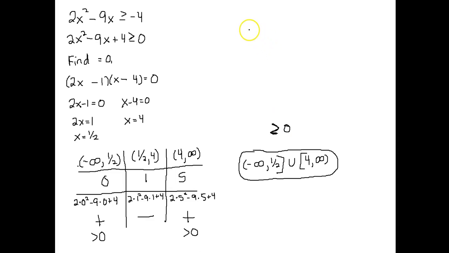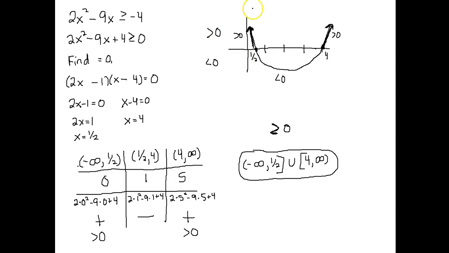And if you were to graph this particular problem, let's see. One half's right here. 4's right here. And you want greater than 0, that's over here and over here. This part down here is less than 0. It's on the y-axis, that's negative. It's below the x-axis. Down here is negative or less than 0. Up there is positive or greater than 0.